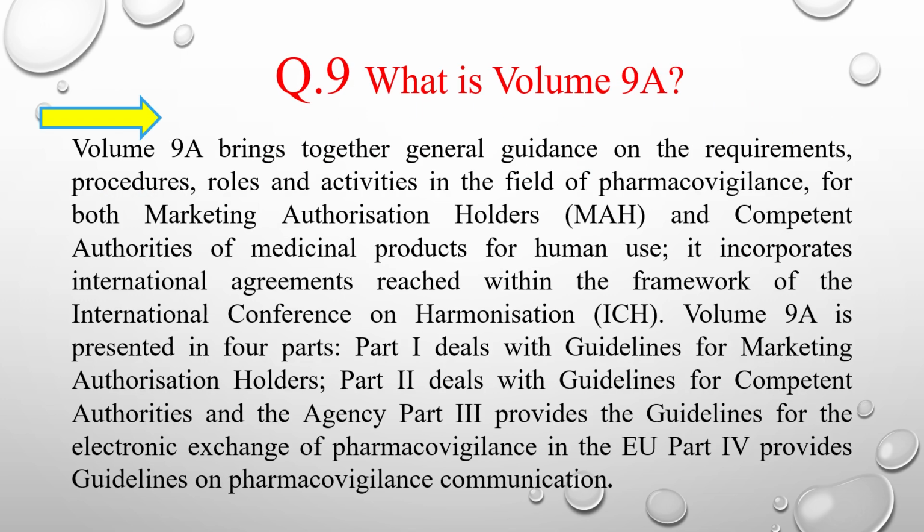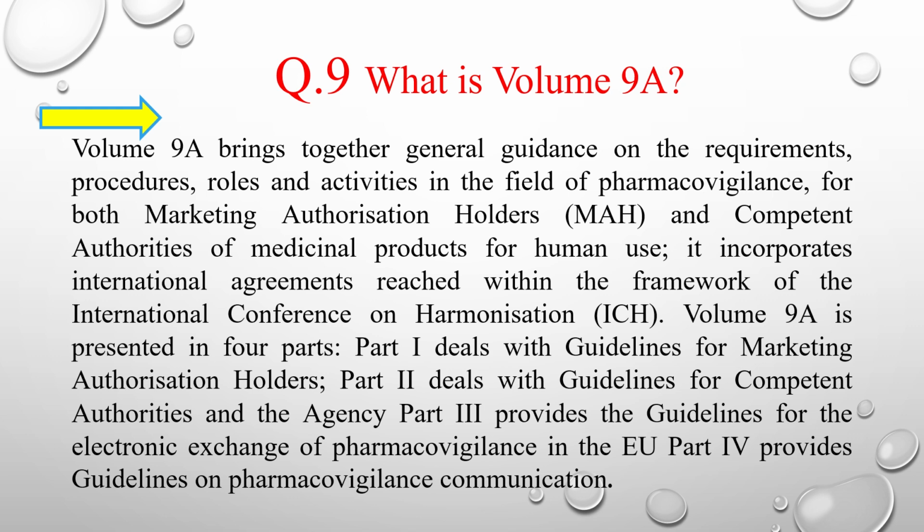Question number 9. What is Volume 9A? Volume 9A brings together general guidance on the requirements, procedures, roles and activities in the field of pharmacovigilance, for both marketing authorization holders, MAH, and competent authorities of medicinal products for human use. It incorporates international agreements reached within the framework of the International Conference on Harmonization, ICH.